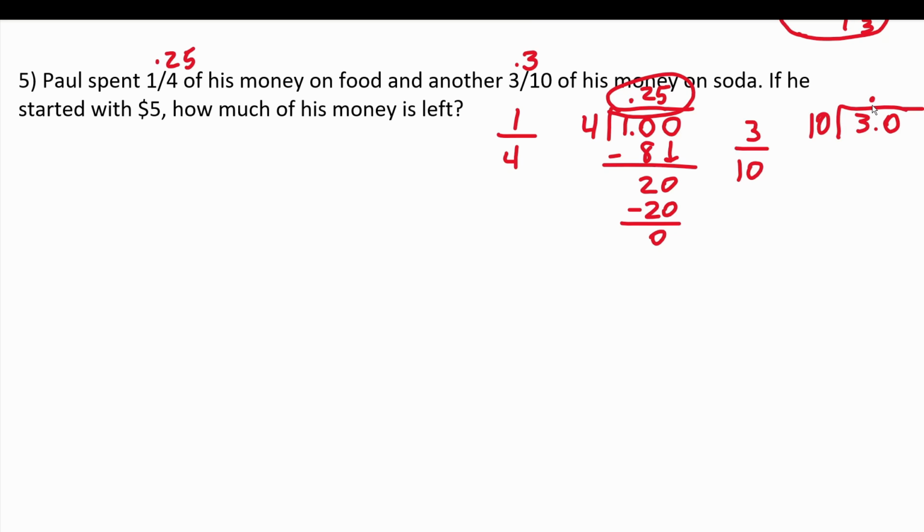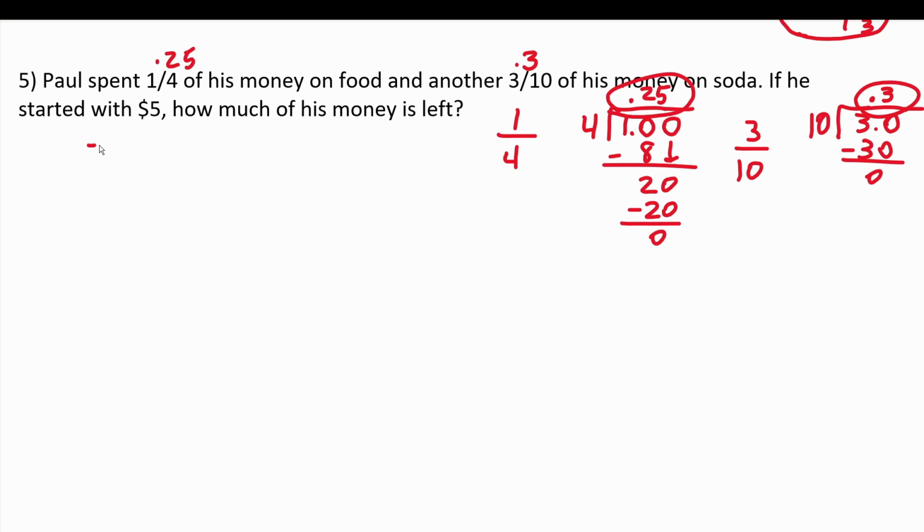And once we bring up the decimal, we can disregard it down here. So instead of being 3.0 down here, it's now 30. 10 goes into 30 3 times. 10 times 3 is 30 with no remainder. And just like that, we converted that one to be a decimal as well. So now the question is, how do we perform these operations with decimals?